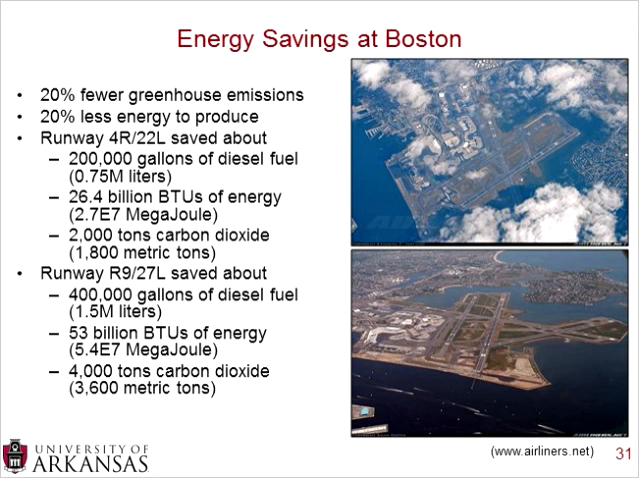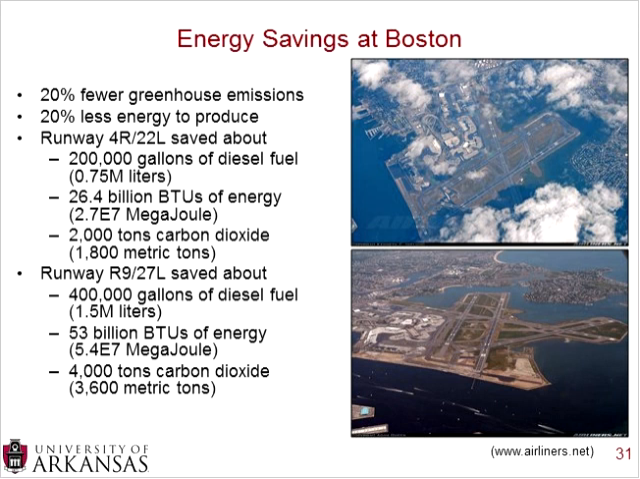Now, this I found from the press releases from the Logan International Airport. Overall, they saw a 20% reduction in greenhouse emissions, and they used 20% less energy to produce the mix. The nice thing about having such a large and unique project is they're able to really quantify these savings. You can see for runway 4R22L, they saved approximately 200,000 gallons of diesel fuel, 26.4 billion BTUs of energy, and reduced carbon dioxide emissions by approximately 2,000 tons.